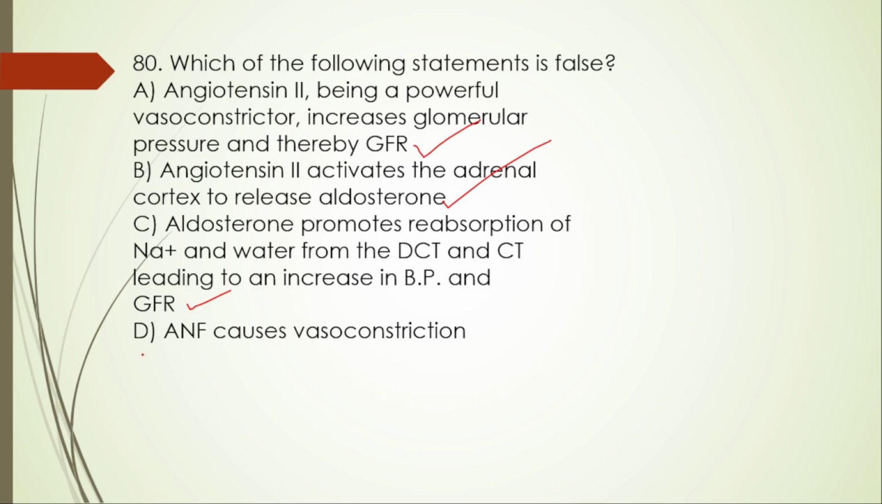Whereas D, ANF, that is atrial natriuretic factor, causes vasoconstriction. It won't cause vasoconstriction, what does it cause? Vasodilation. It will be for vasodilation. So here the false is D. D one is false.